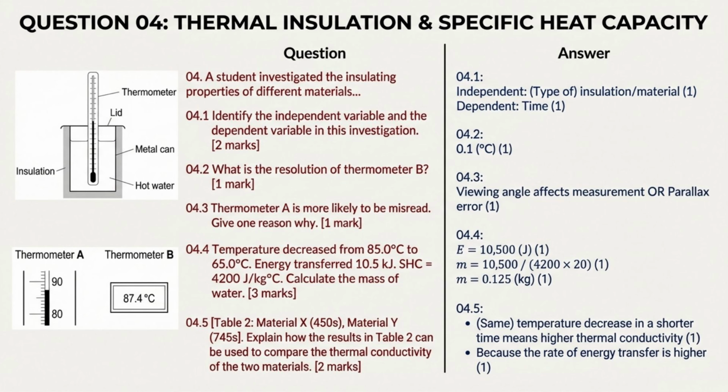Since it gives one decimal place, the resolution is 0.1 degrees Celsius. View 4.3 compares this to thermometer A, which is your traditional liquid in glass stick thermometer. Why is thermometer A more likely to be misread? It's all about how you look at it.